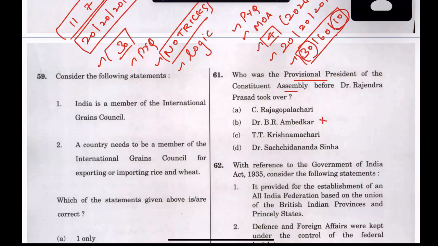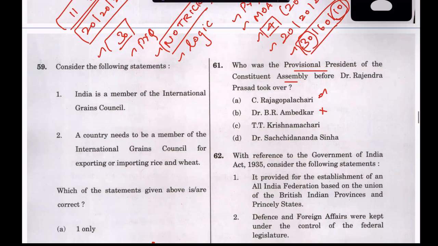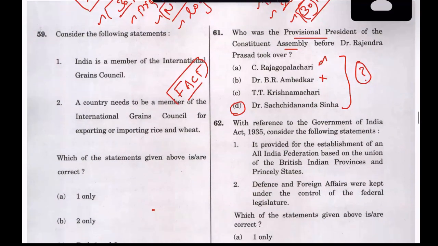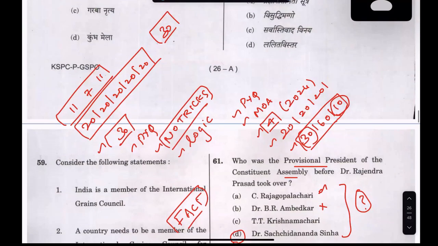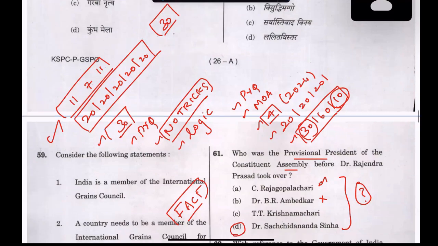So Dr. Ambedkar is definitely not true. I was thinking about Rajagopalachari. The answer is here. This question maybe would have been a tricky question. See, it's a factual question. It's not like you remember and things you can answer. I'm not going to take this in the easy questions that I have been taking for solving these question papers.